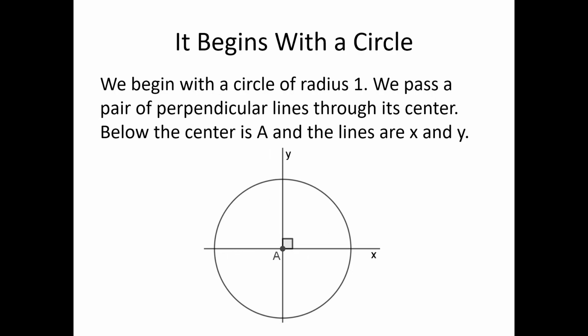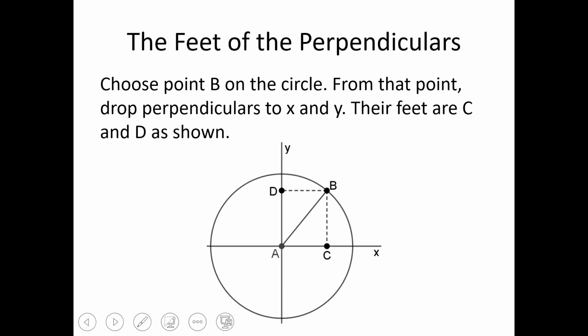Now, of course, given the work that you've done in your Algebra 1 class, and perhaps other classes as well, you probably suspect why I call these X and Y. But at this point in time, that's really of no significance. I just simply picked names for my two lines, and I called them X and Y. Now, next step in our story, we choose a point that I've called B on that unit circle.